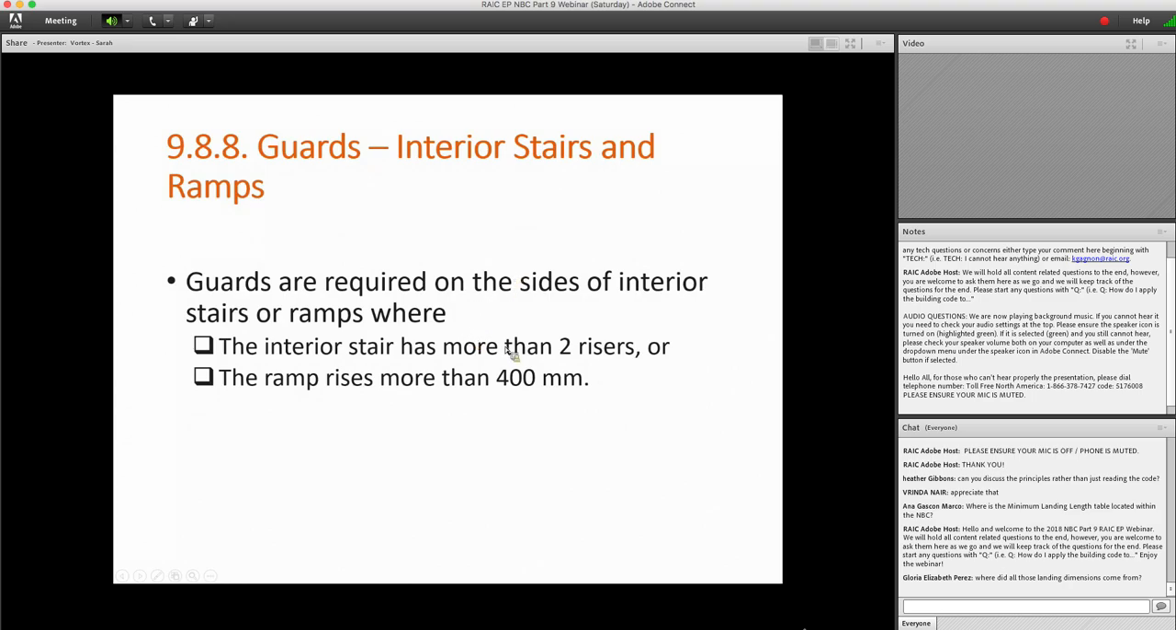Guards are also required on the sides of interior stairs or ramps where the interior stair has more than 2 risers or the ramp rises more than 400 millimeters. So we did talk about earlier having a minimum of 3 risers in all interior flights of stairs. And this is the location where you would have only 2, within a dwelling unit.